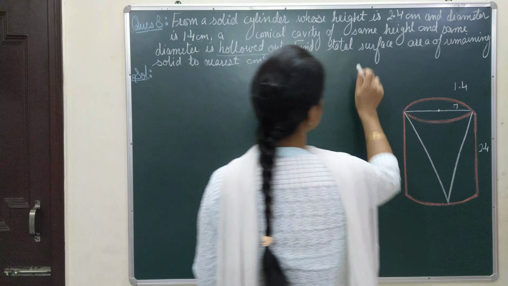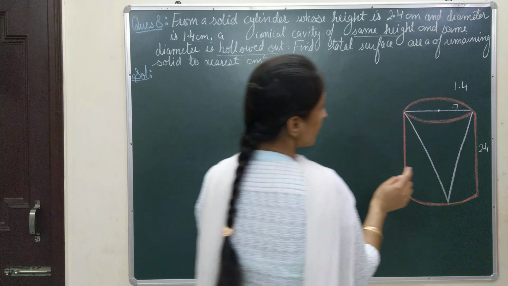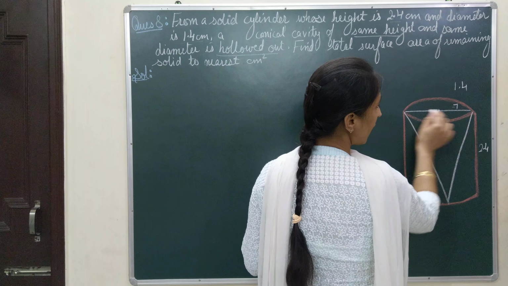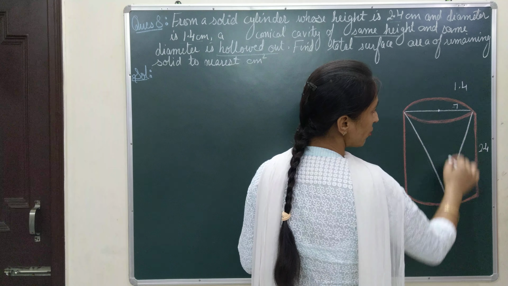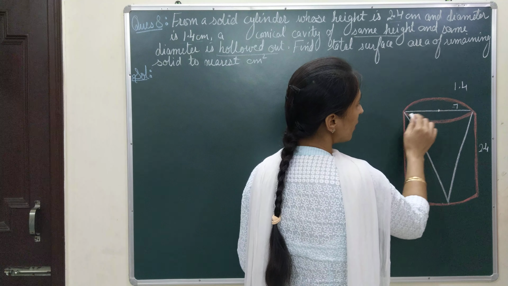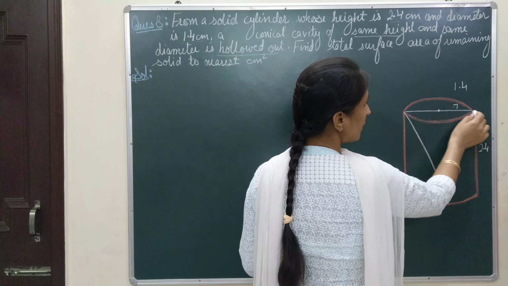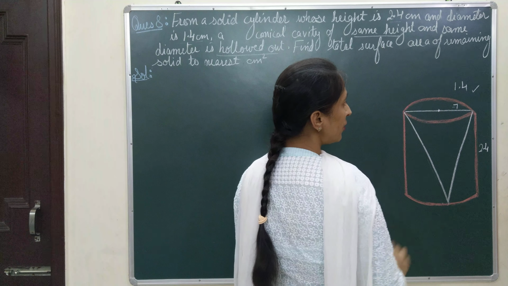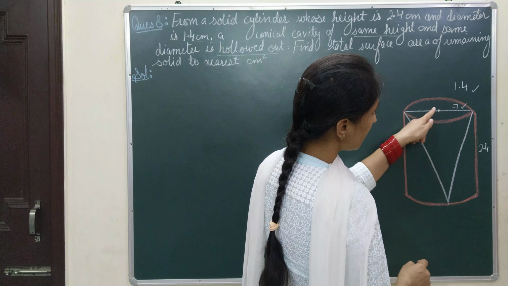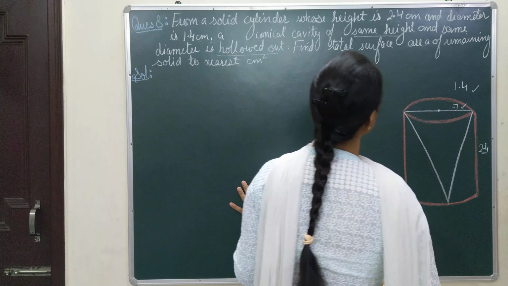So what is next? This cone has the same height and same diameter. The cone that is formed has the same diameter as the cylinder, and its height is also the same as that of the cylinder. So two things are given for this cone. The cavity has diameter same as that of the cylinder, that means 1.4, so its radius will also be 0.7, and its height is also the same as that of the cylinder, that means the cone has height 2.4.